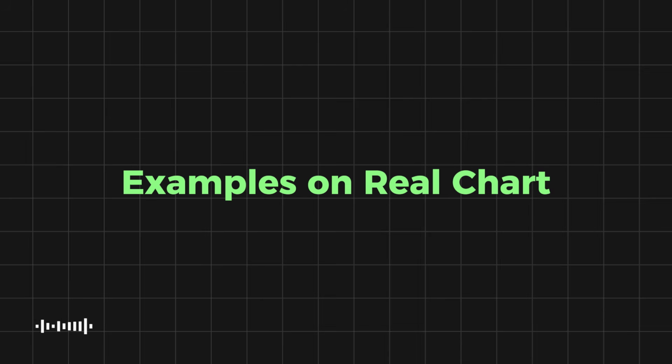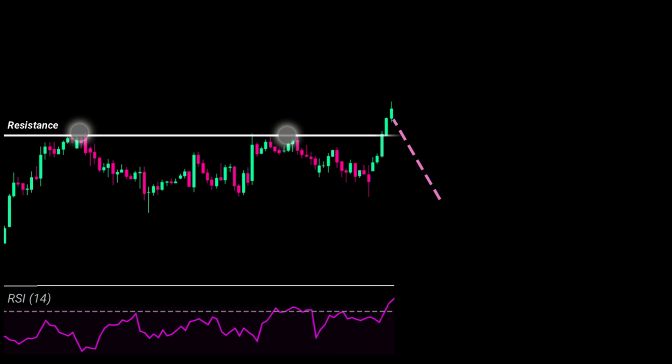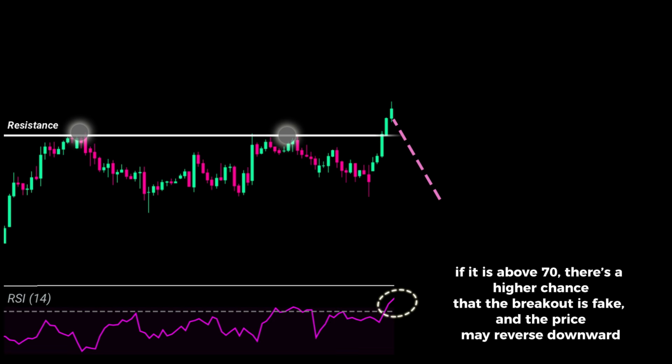Examples on real chart. Let's look at a real chart example. The price has tested the same resistance level twice and bounced back, so we might expect it to reverse again. Now when we check the RSI, if it's above 70, there's a higher chance that the breakout is fake and the price may reverse down.